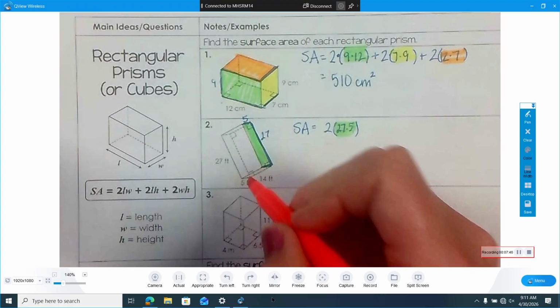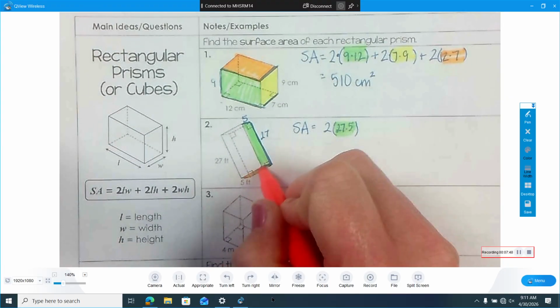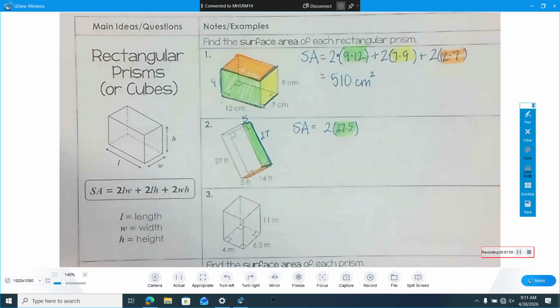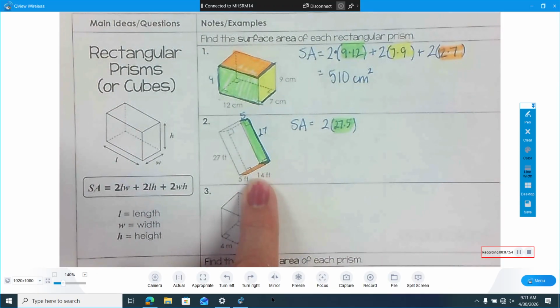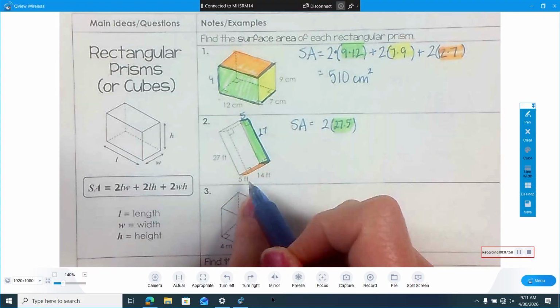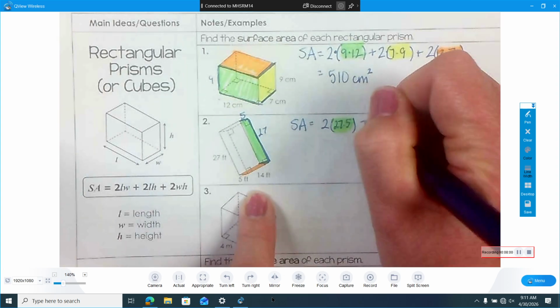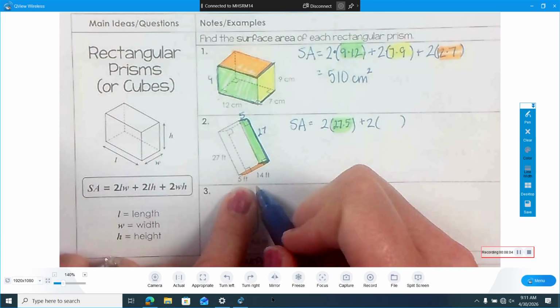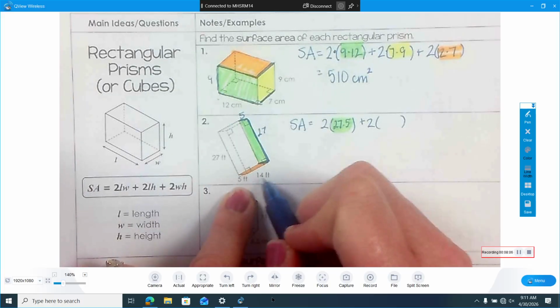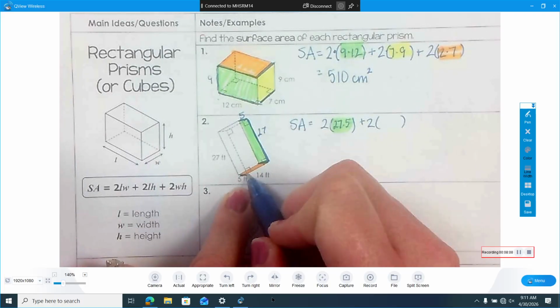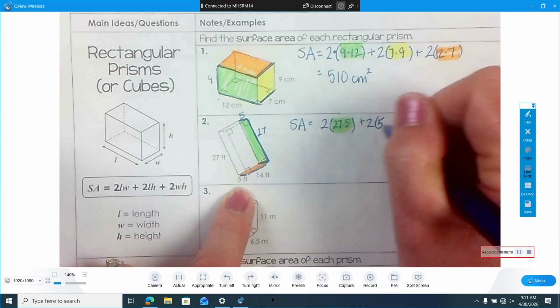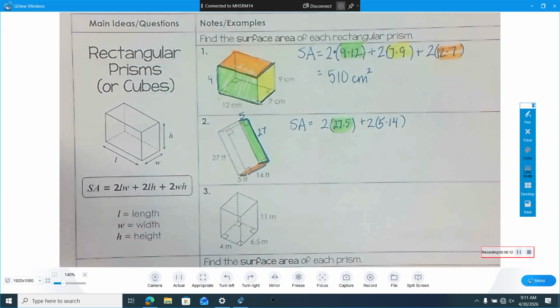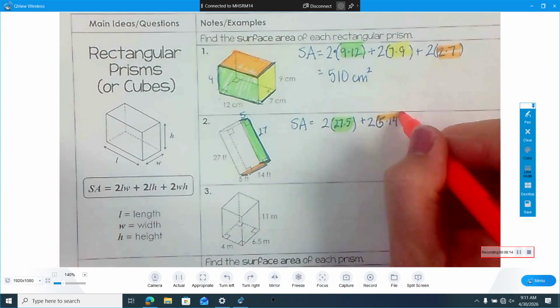Let's see, I have this orange, the very bottom little tiny rectangle there. How many little orange pieces are there? 2, yeah, there's a bottom and a top one. So again, there's 2 of the orange ones. What are my edges on my orange rectangle? 5 and 14, good. So 5 times 14. Those are my orange edges.